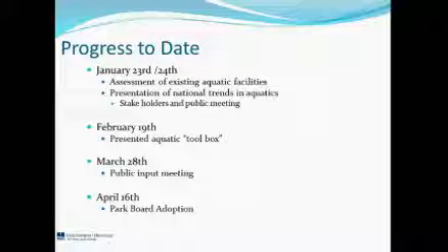With that information, we developed our aquatic toolbox and presented that back in February. And then in March, we had the first draft of the recommended aquatic plan. We did a public input meeting. We presented the recommendations to the public and gathered that input. And then we came back in April and presented that to Park Board where they did adopt the plan.